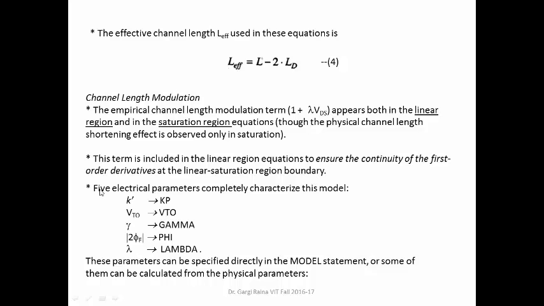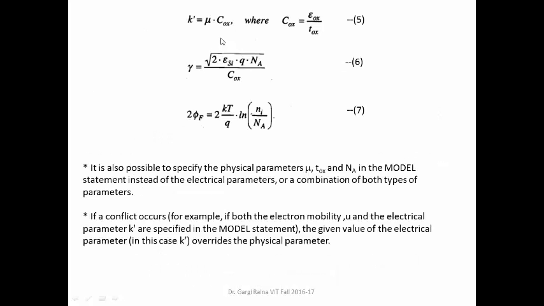Okay, so the 5 electrical parameters that completely characterize this model are the transconductance Kp, threshold voltage VTO, gamma, twice phi, and lambda. These parameters are either directly specified in the model statement, or some of them can also be calculated from the physical parameters using these equations.